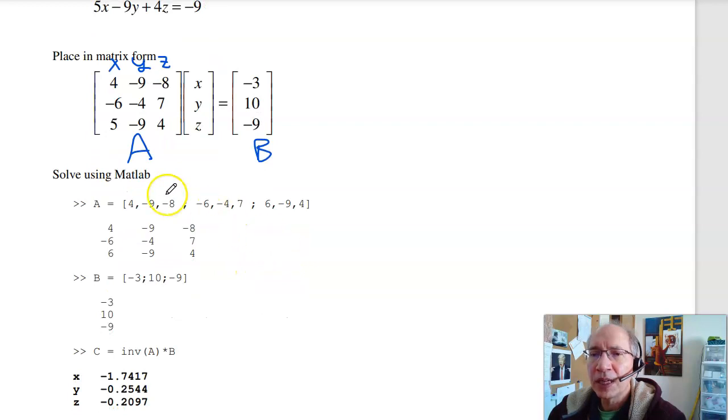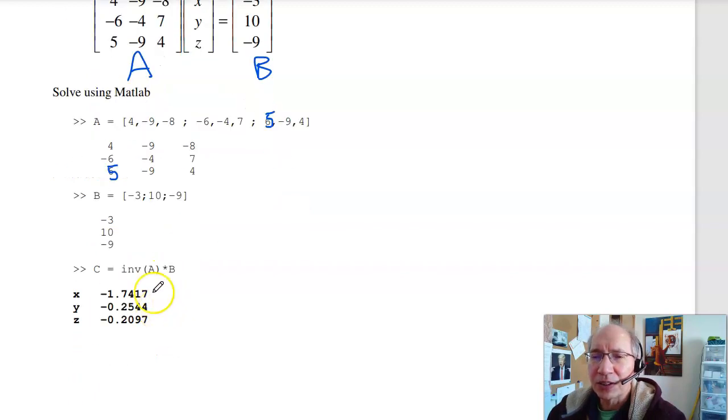To input A into MATLAB, I would do A equals square bracket, start of the matrix, 4 minus 9 minus 8, next row, minus 6 minus 4, 7, next row, 5, I did that wrong, minus 9, 4, end of matrix. And print it out, and you can see right here, I made a mistake. I have to fix that on the solutions. There's B, inverse of A times B is the answer. And it's not quite the right answer because I made a mistake there.